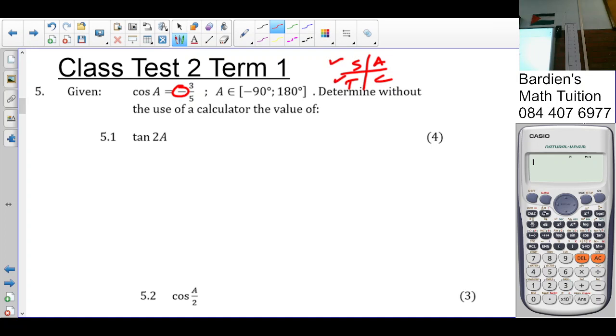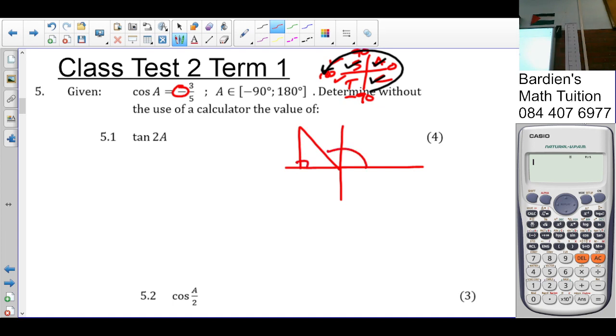Second and third quadrant. Now we are told that A is an element of negative 90, so there's negative 90, 0, 90, 180, 270 and so on. We are told it's greater than negative 90, so I'm going in that direction, greater than negative 90 but less than 180. So in which quadrant does it have 2 ticks? In quadrant 2. So I have to draw it in quadrant 2. There's an A, so it's A here. What does cos stand for? Adjacent over hypotenuse. So it's going to be 3 and 5. 5 will never be negative, so that negative actually belongs to the 3.